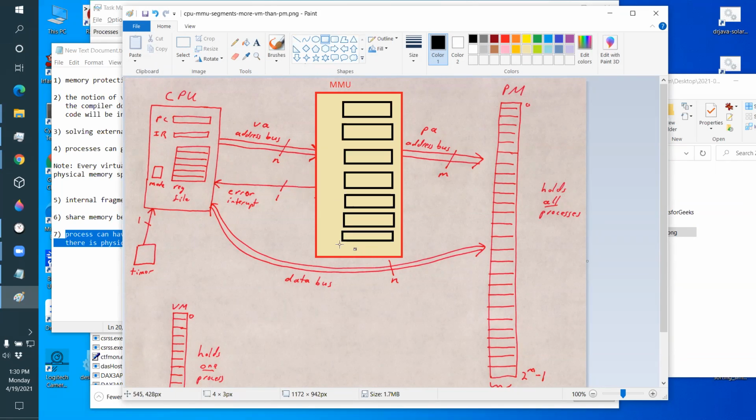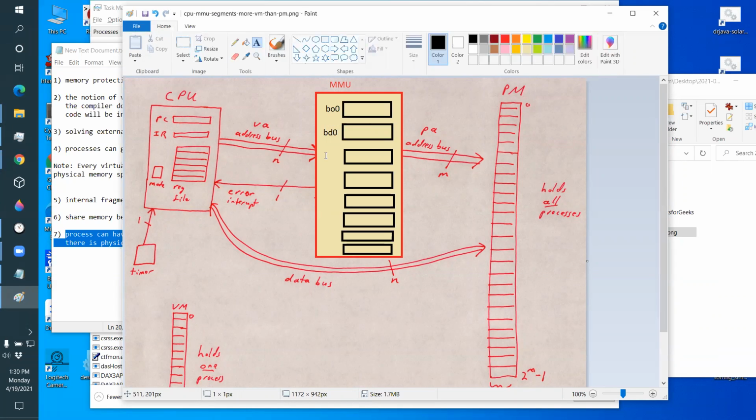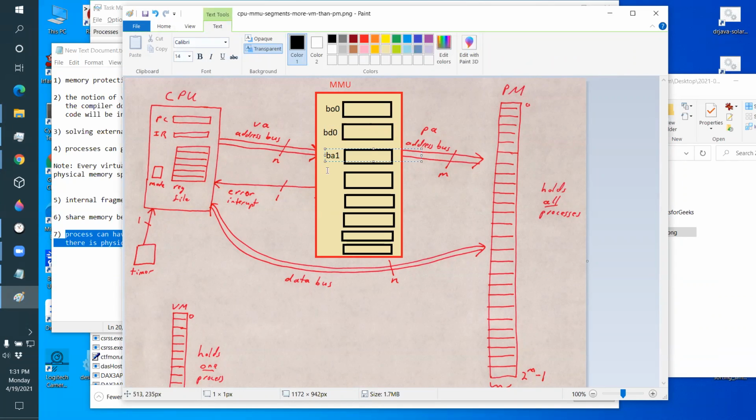Okay, there's roughly 4 pairs. Okay, so base 0, bound 0, base 1, bound 1.